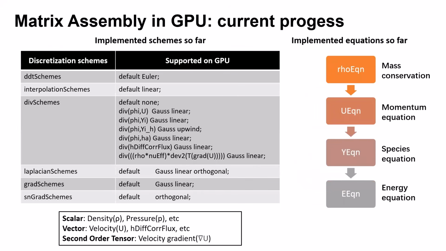This is our current progress. We have implemented these discretization schemes, and we have finished these data types and data structures, and we have implemented these equations so far, including the rho equation, U equation, Y equation, and e equation.